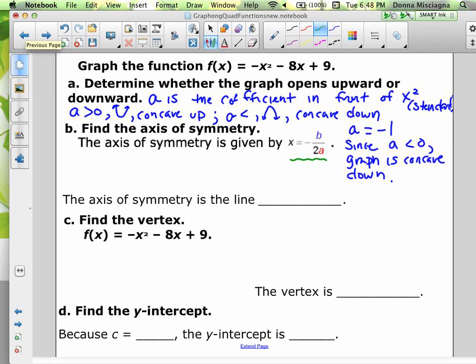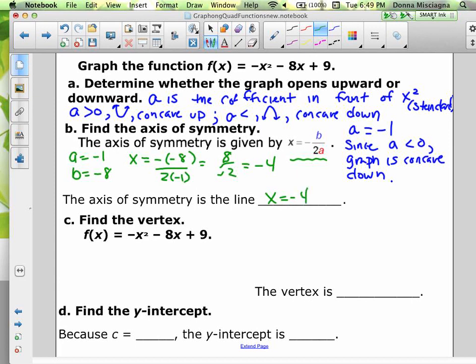So we already know what a is. That's -1. And b is the coefficient in front of x. That's -8. Right, so our axis of symmetry is going to be -8 divided by 2 times -1. So there's two negatives, those will cancel. So that's going to be a +8. And we're going to divide that by -2. Oh, I'm going to put a negative sign there. So that's going to be -4. So our axis of symmetry is the line x equals -4.